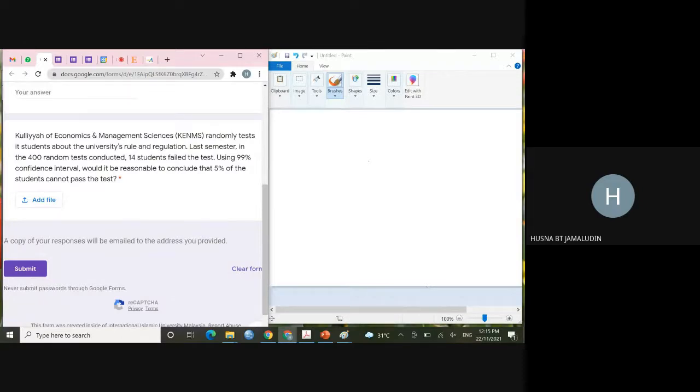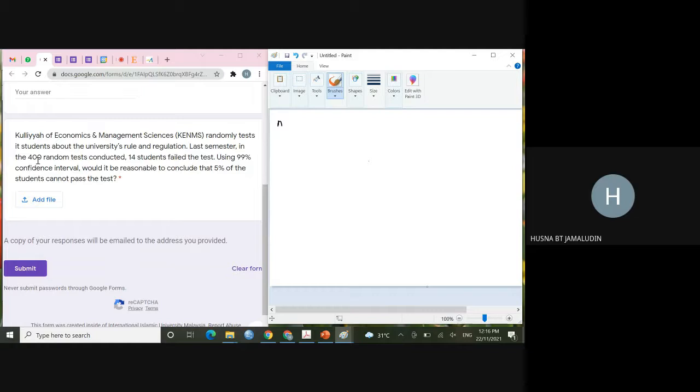The Kulliyyah of Economics and Management Sciences randomly tests its students, okay, with apostrophe, about the university's rules and regulations. Last semester, in the 400 random tests conducted. So what is that 400? Tell me. X, n. Is it small n or capital N? Small n. Okay, so small n refers to the sample. Capital N refers to the population. So you should know that.